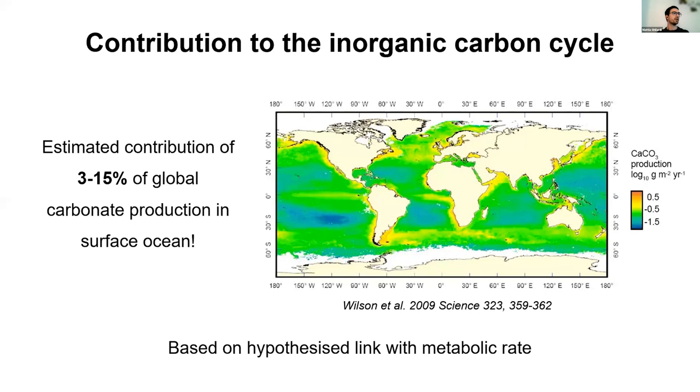And this estimation was based on the hypothesized link between carbonate excretion rate and metabolic rate. This is because metabolic rate is directly related to fish drinking rate, so the amount of calcium and magnesium that is ingested. And so they used the known relationship between metabolic rate, biomass, body mass, and temperature, and combined this with estimates of fish biomass at global scale to produce this quantification that fish can contribute up to 15%.